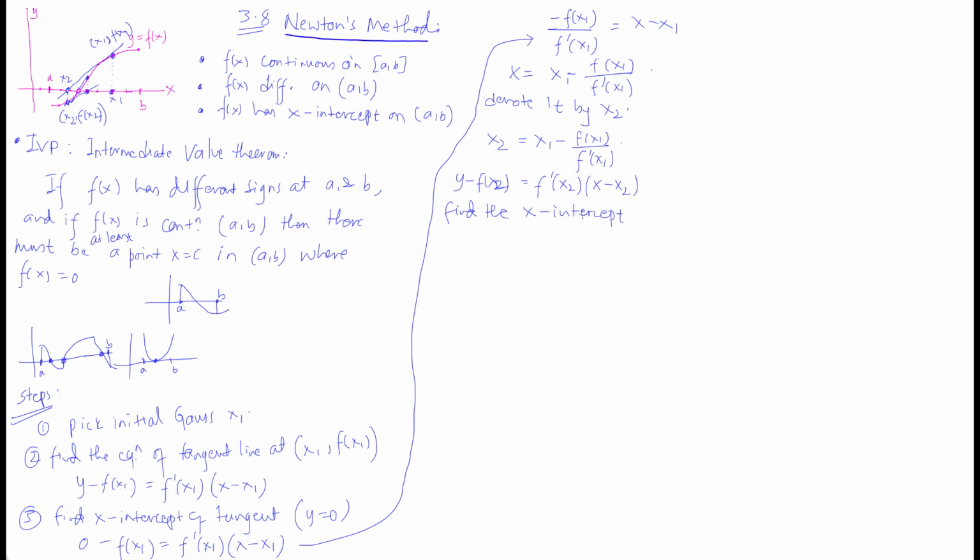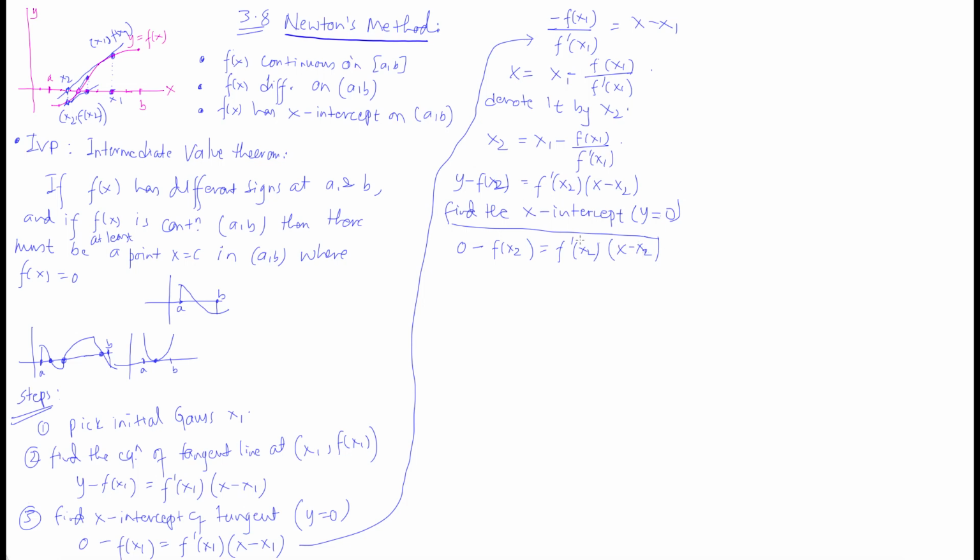X-intercept. How do I do that? You do y equals 0 again, right? So what you get is 0 equals f(x2), sorry, 0 minus f(x2). To find the x-intercept, we plug in y equals 0, so you get 0 minus f(x2) equals f prime of x2 times x minus x2. You see that?